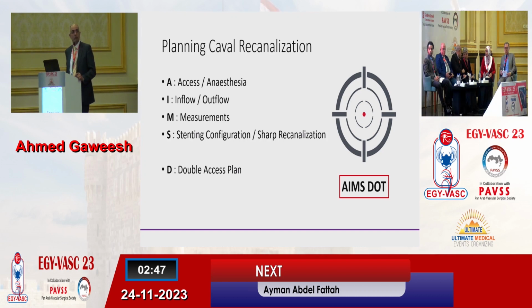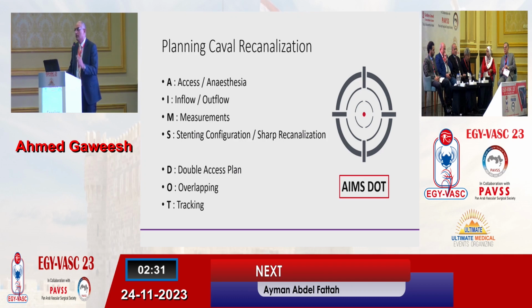Also, you have to be ready for double access. You might need to scrub the internal jugular vein because you might need it. Overlapping of the stents has to be taken into consideration with your measures. And finally, tracking. You have to have a track to find your pathway in and not get lost in the collaterals that you see in those cases.